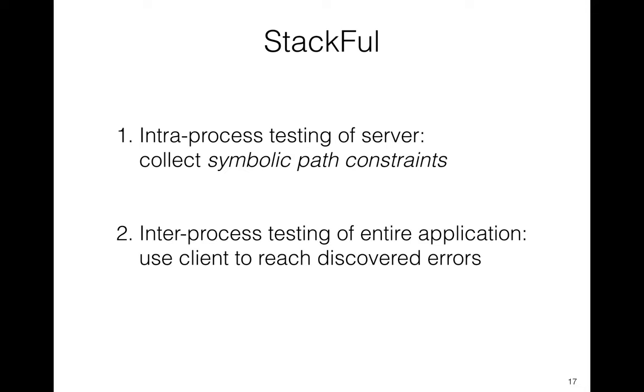By combining information about the client and the server, the tester can contextualize errors and distinguish between high and low priority errors. To explore the concepts and the advantages of inter-process testing, we have developed a new concolic testing tool named Stackful. Stackful operates in two phases: a first phase where it applies intra-process testing to find errors on the server while collecting symbolic path constraints, and a second phase where it applies inter-process testing on the entire application. In the second phase, Stackful tests the application via the client in order to reach server-side errors that were previously discovered during the first phase. By reaching these errors again, Stackful can classify these errors as being of high or low priority.